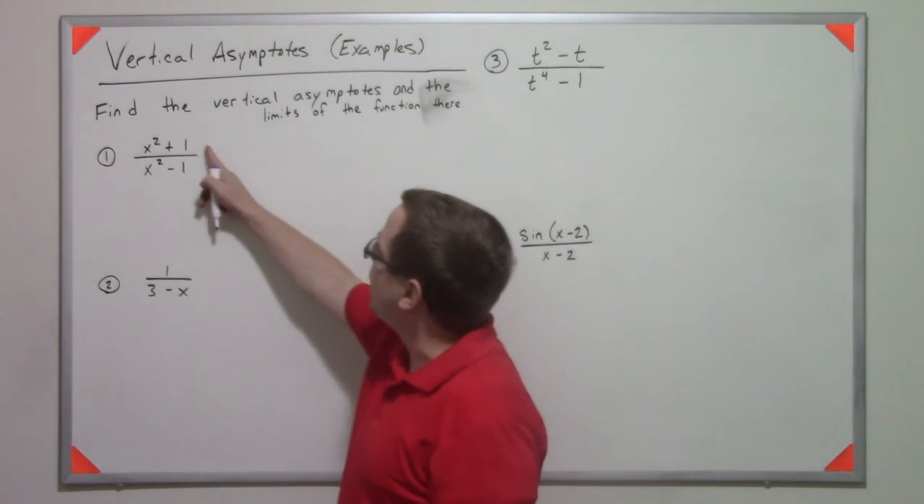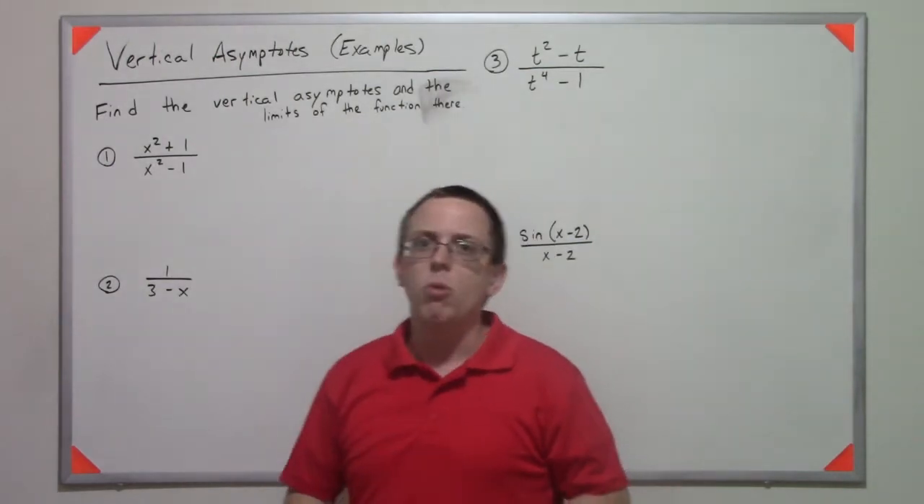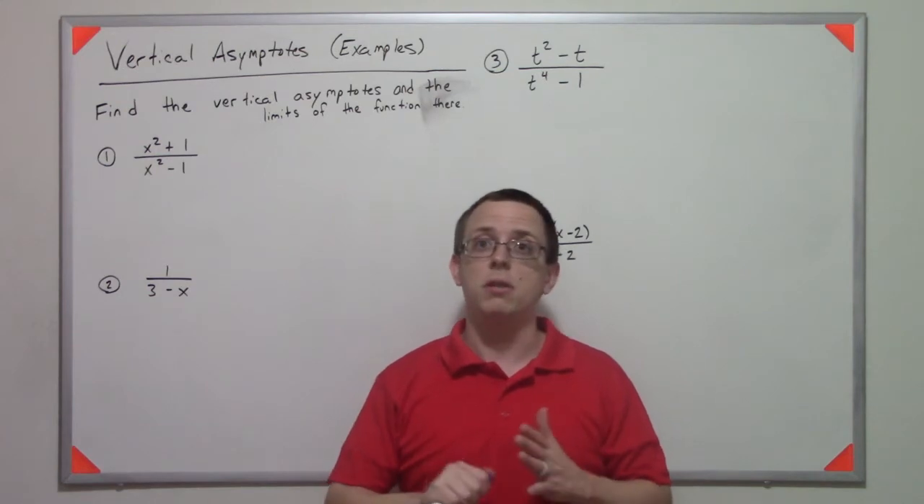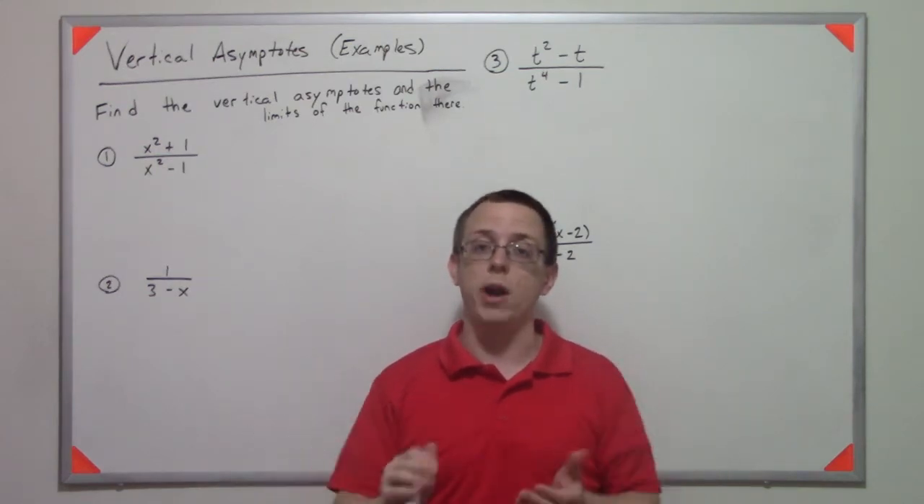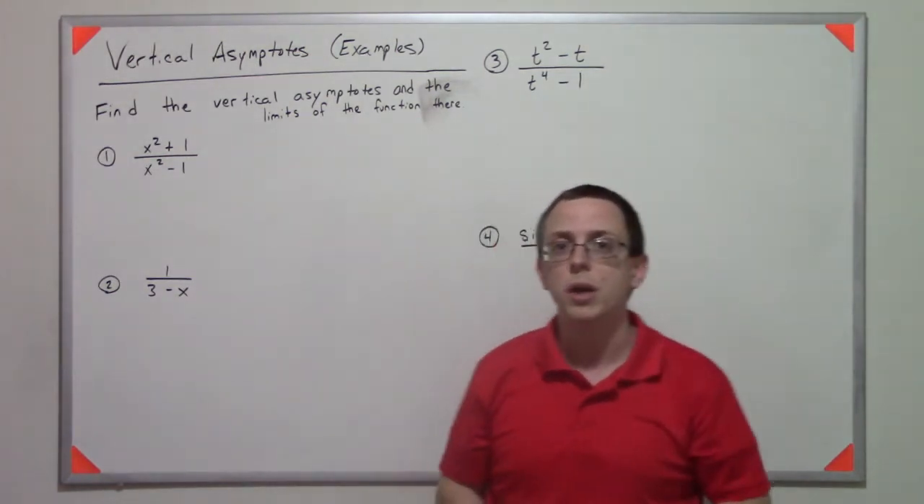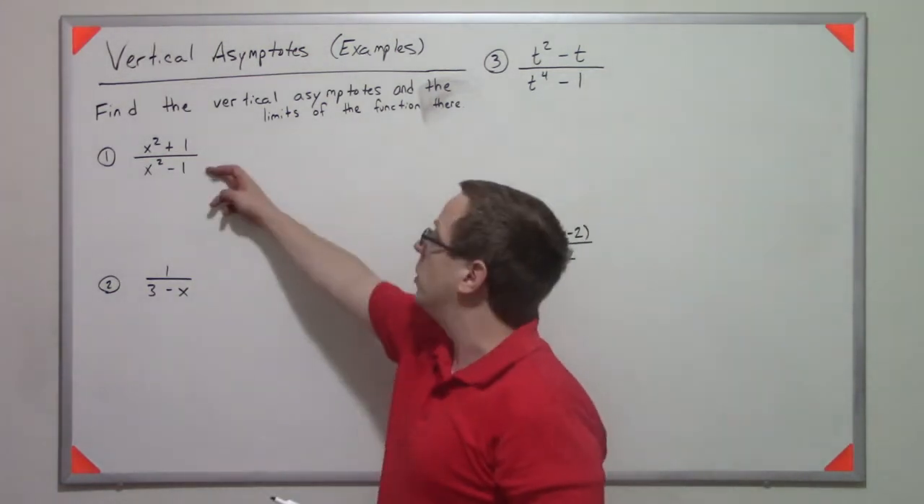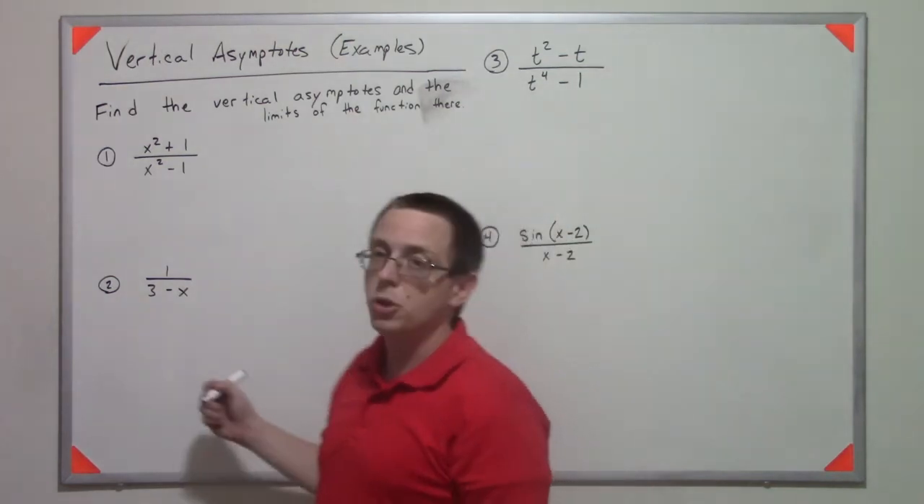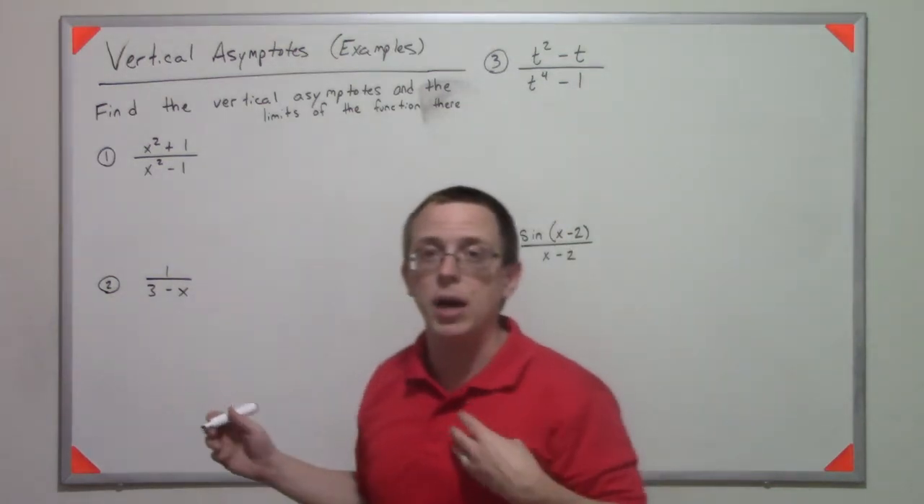So in this particular case, x squared plus 1. What we notice for x squared plus 1 is that it is non-zero everywhere. It's a parabola shifted up 1, so it's never 0. So that tells me that anywhere the denominator is 0 must be a vertical asymptote. To do this, the easiest way in my mind is to factor.